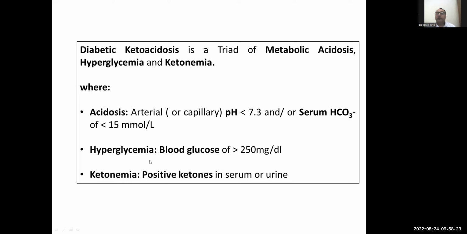Hyperglycemia in the blood will be increased, above around 250 mg per deciliter. Similarly, there will be ketonemia, positive ketones in the serum or in the urine. But this kind of ketoacidosis process is less common in type 2 diabetes, because in patients with type 2 diabetes there is still some amount of insulin, and that insulin will prevent ketogenesis and ketoacidosis in type 2 diabetes.